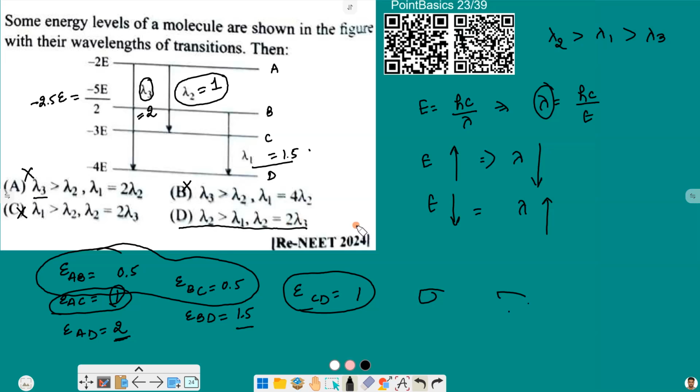Now how can we find this? As lambda 2 has an energy difference of 1 and lambda 3 has an energy difference of 2, lambda 2 will be twice. Using this relation, we can easily calculate that lambda 2 will be twice of lambda 3. So option D is the right answer here. Let's move to the next one.